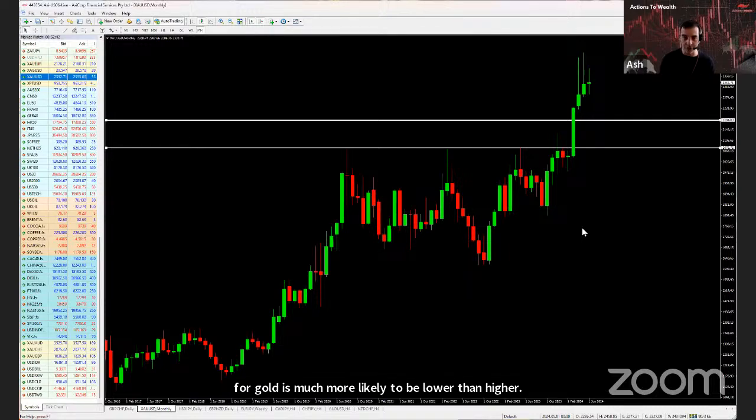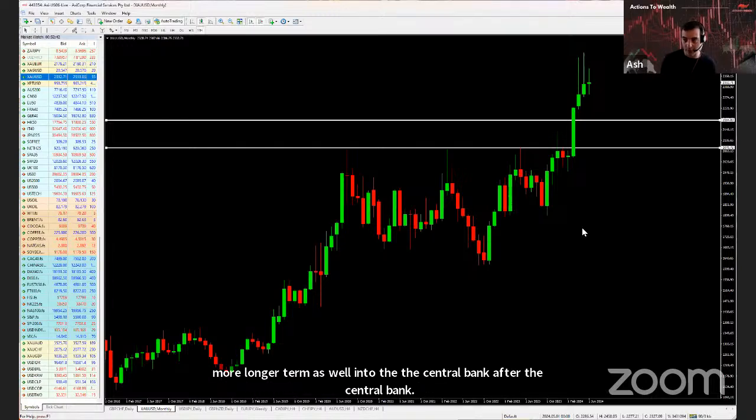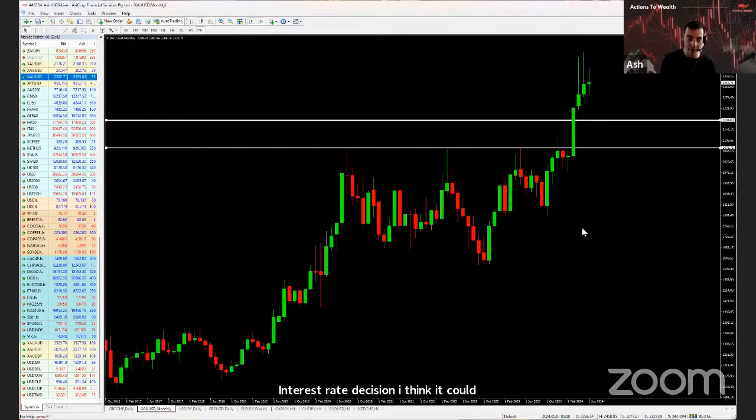So I guess to recap, I'm looking for selling the pound intraday Monday to Tuesday. I'm looking to sell the pound a little bit more longer term as well, after the central bank interest rate decision. I think it could be a really good trade if inflation is low and the interest rate is lowered. I think that there could be a really good move. So watch out for that. You've got to manage it properly. But I'm looking for selling in the pound, and I'm looking for some easing back in gold as well.